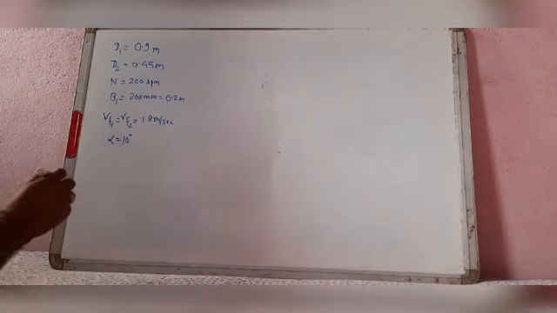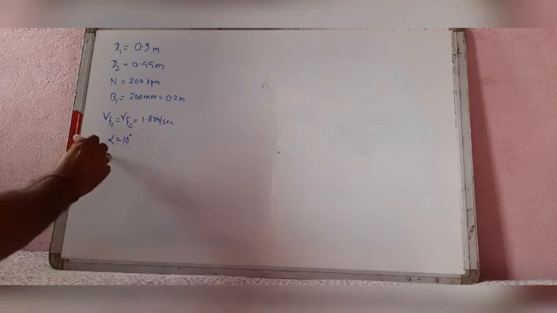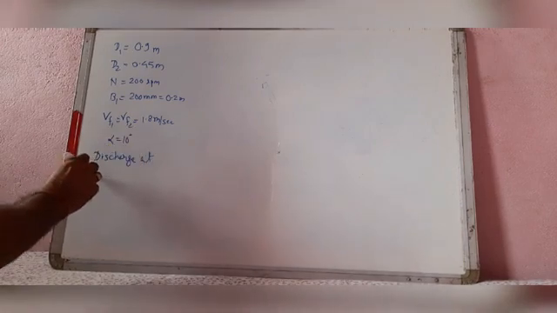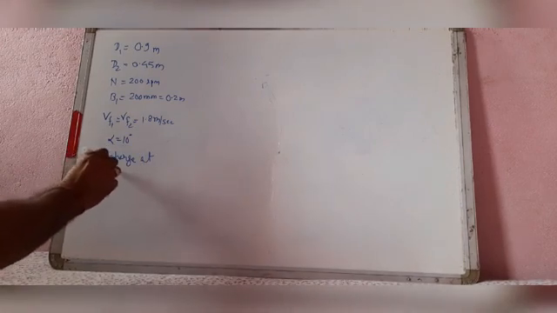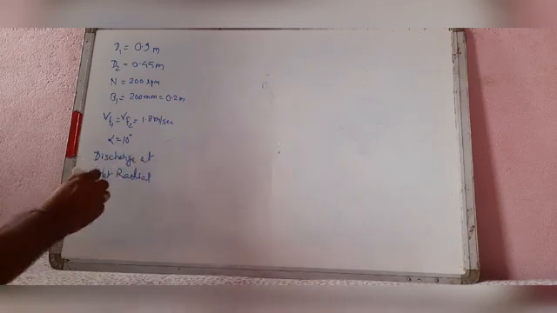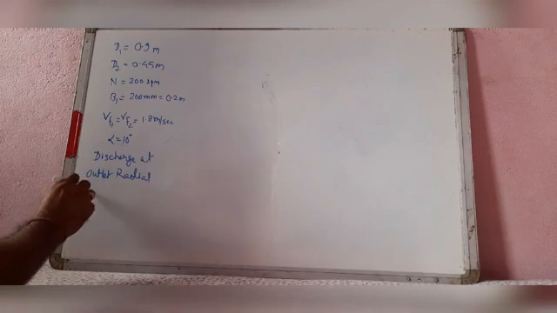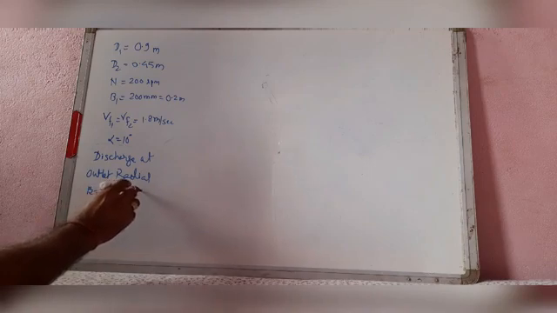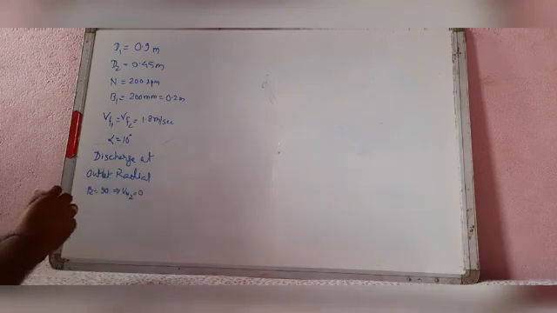Discharge at outlet is radial. That means beta equal to 90 degree, and that also means Vw2 is equal to 0.